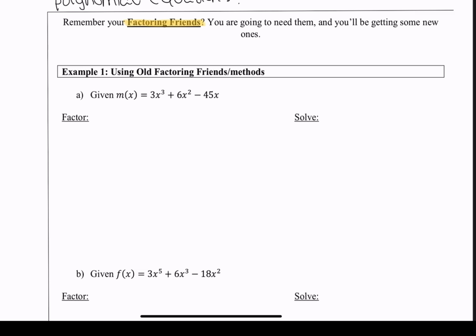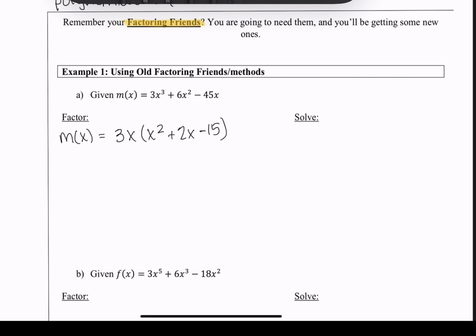When I look at this polynomial function and I want to factor it, I can ask myself, is there a greatest common monomial? And in fact, there is. All 3 of those terms have a 3 and an x in common. So what I'm going to do is factor out. I can rewrite m of x as 3x times, and now what's left? Well, 3x times x squared would give me 3x cubed. 3x times 2x would give me the 6x squared. And 3x times negative 15 would give me that negative 45x.